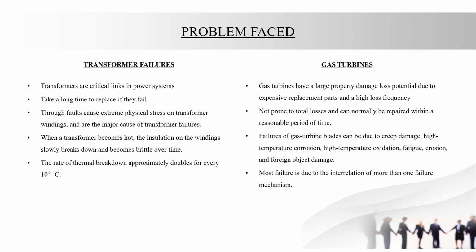Next, gas turbines. Gas turbines have a large property damage loss potential due to expensive replacement parts and high loss frequency. They are not prone to losses and can normally be repaired within a reasonable period of time. Failure of gas turbine blades can be due to creep damage, high temperature corrosion, high temperature oxidation, fatigue, erosion, and foreign object damage. Most failures are due to the interaction of more than one failure mechanism.